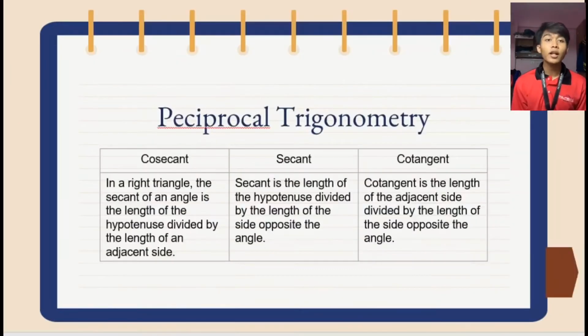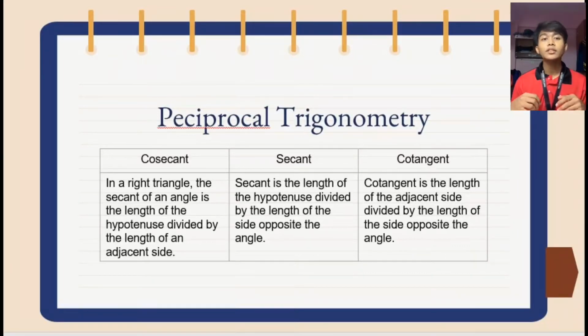The reciprocal of the sine is the cosecant in the right triangle. The secant of an angle is the length of the hypotenuse divided by the length of the adjacent side. For cosecant, it is the length of the hypotenuse divided by the length of the side opposite the angle. The reciprocal of the tangent ratio is known as cotangent, and for an angle it is abbreviated as COT.